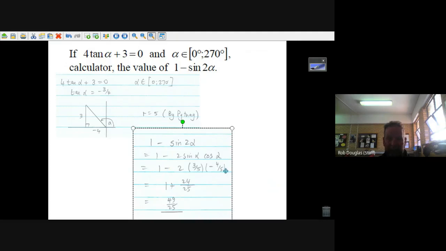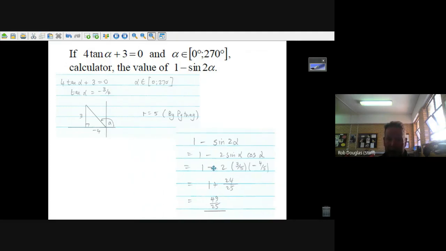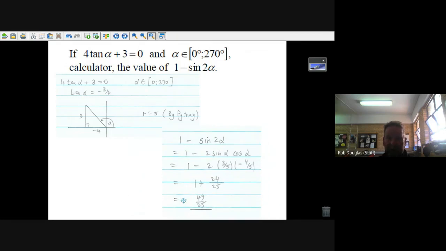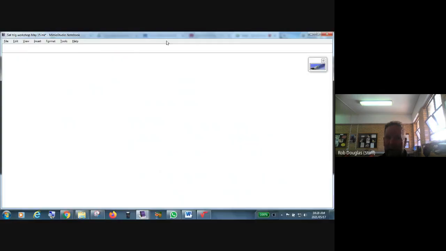You could just stick this in your calculator, if you type this into your calculator so it looks like that, you'll get 49 out of 25. Okay, that's an example of a Pythagorean question. We'll try a different question in the next video.